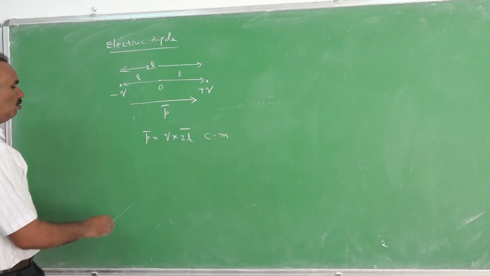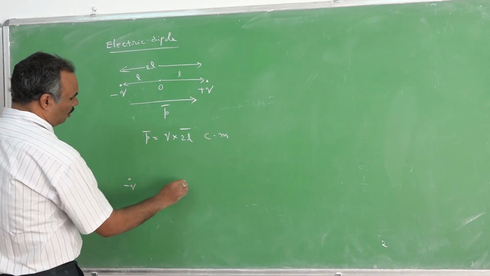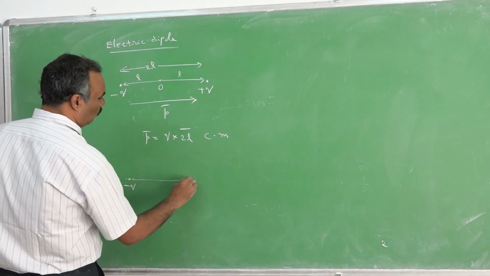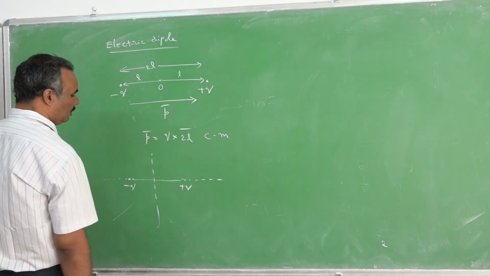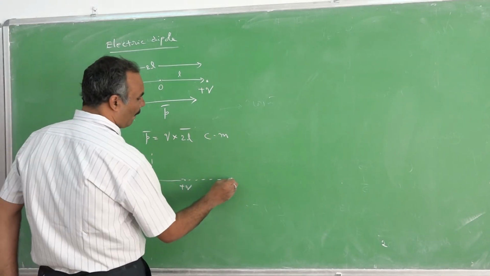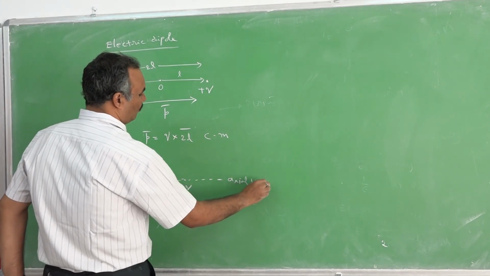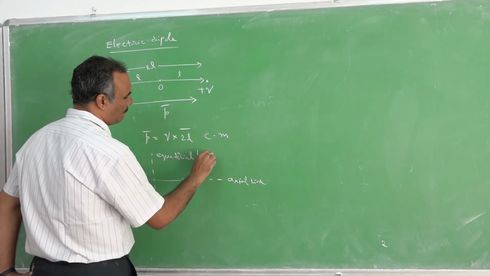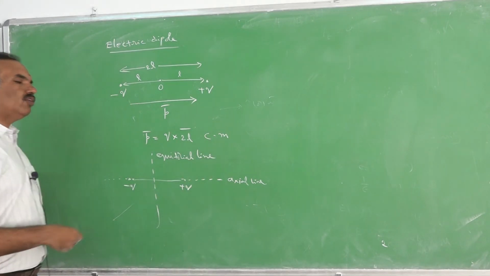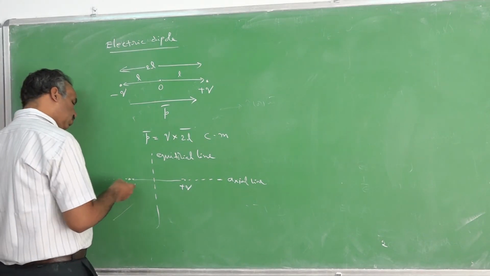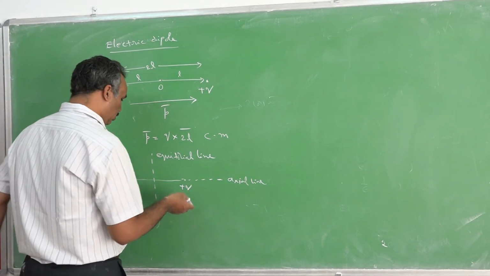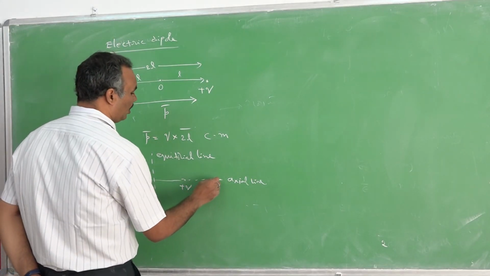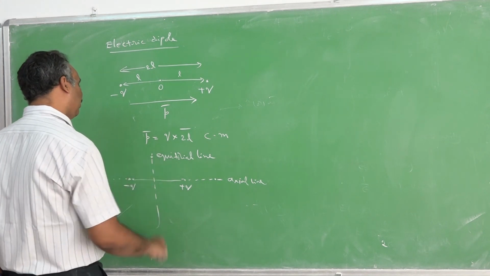If I consider a dipole, minus q and plus q, this dipole can have two axes, one axis like this, one axis like this. This is called the axial line. This is called the equatorial line. Axial line and equatorial line are the two reference lines to describe the nature of this electric dipole. You may calculate electric field strength at an axial point, or at an equatorial point.